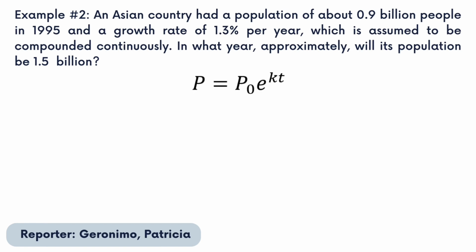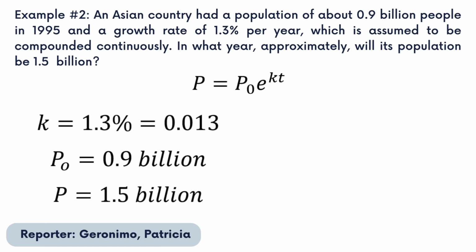In the given problem, we only have the growth rate, the year, and the initial population. It is stated that in year 1995, the total population was 0.9 billion. The growth rate is 1.3% per year. And in what year will it become 1.5 billion? Now we're looking for what year or the time.